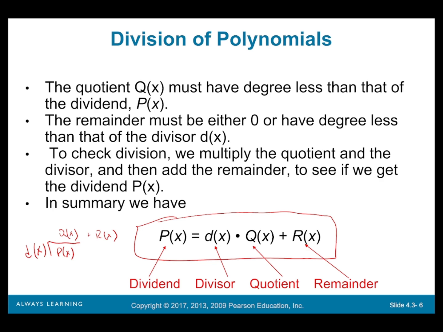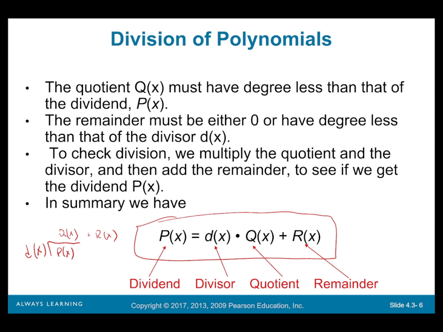So some things to note are that the quotient, the thing on top of the house, must have degree less than the dividend, the thing in the house. We also must have a remainder of either 0 or have degree less than that of the divisor d of x. So essentially what we get on that r, something left over, must have degree less than this. Essentially, you couldn't pick up another term from d of x and put it into r of x.